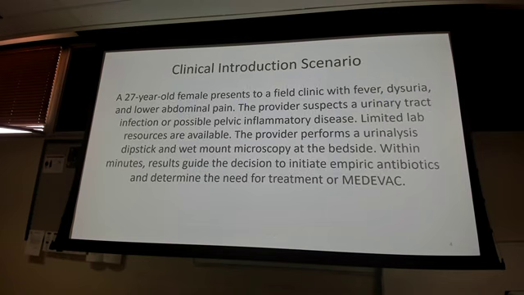All right, so here is your clinical introduction scenario. We post this up here because this is how I'm gonna present questions on your test. So a 27-year-old female presents to a field clinic with fever, dysuria, and lower abdominal pain. The provider suspects a urinary tract infection or a possible pelvic inflammatory disease.